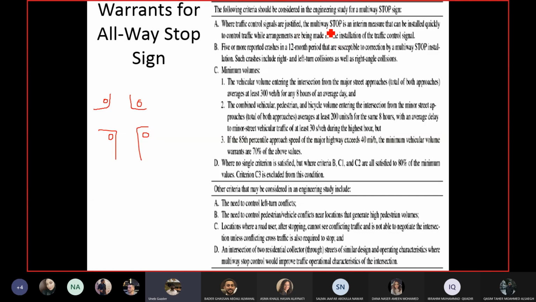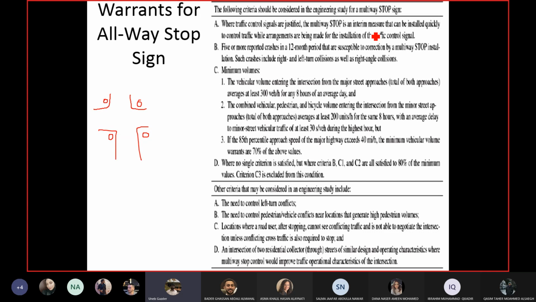So a multi-way stop sign can be put as an interim measure, meaning something which you are doing for immediate purposes. I want to put a signal there, but it will take some time. So for the time being, I can put a multi-way stop sign. This is one of the conditions.